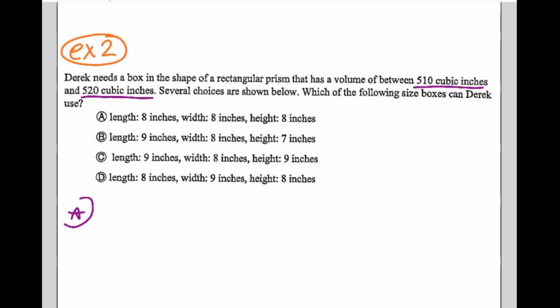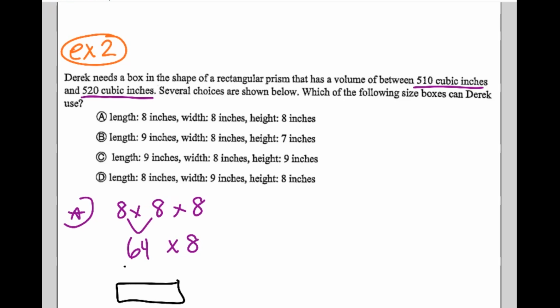So A is 8 times 8 times 8. I know my 8 facts, and I know 8 times 8 is 64. And then I have to multiply by 8 still. So let's get our box going. 60 plus 4 times 8. I know I bring down my 0. And then 6 times 8 is 48, because I know my facts. And then 4 times 8 is 32. And I'm just left to add these together.